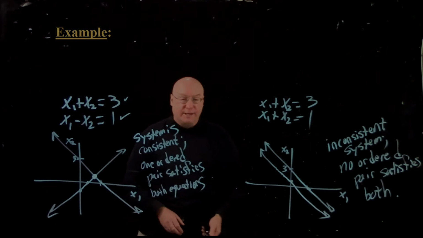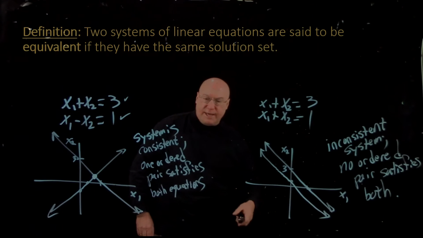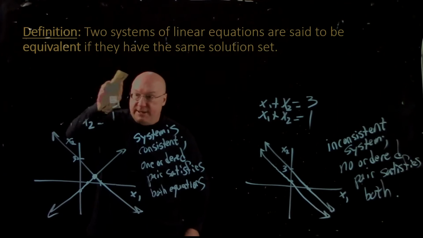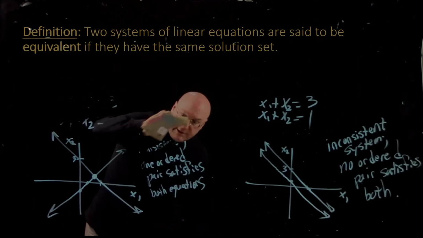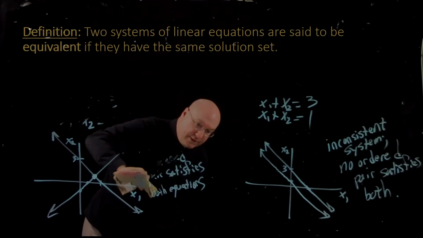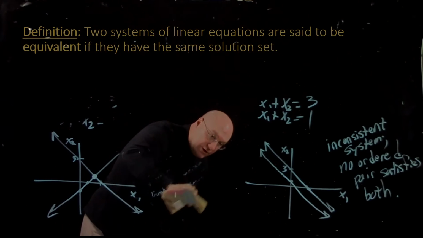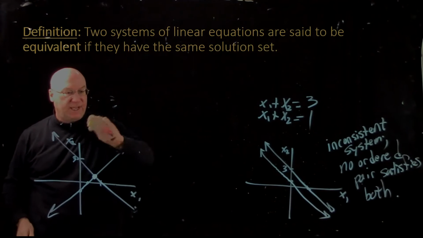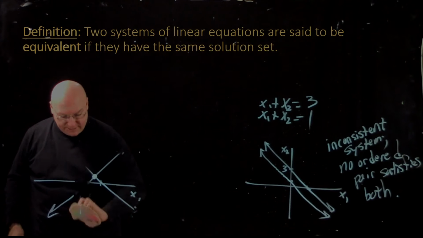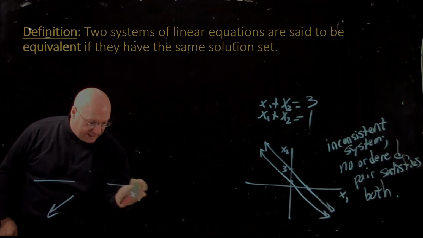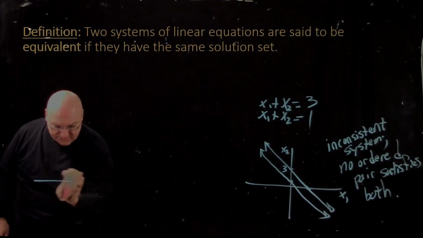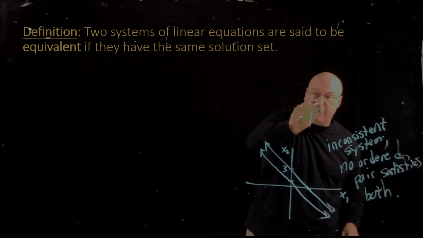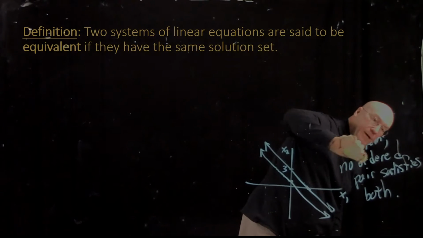Yeah, so let's see here. I think I'm ready to say, as I'm rubbing this out, the next definition: two systems of linear equations are said to be equivalent if they have the same solution set. They do not have to have the same equations in them, but it has to be that their solution sets are the same set. All right.